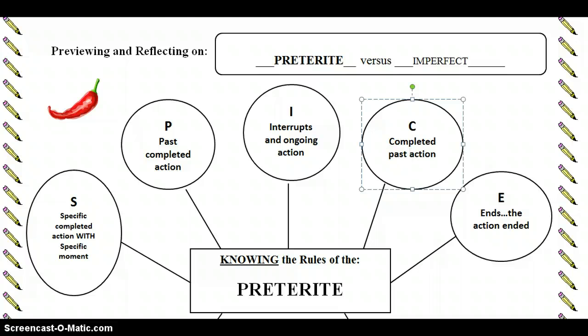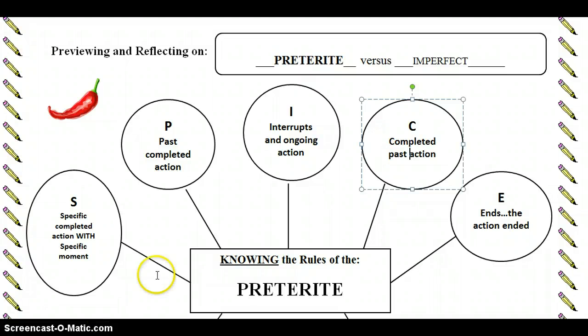Then we have the C. The C is a completed past action, which is just like that P over there, a past completed action. We're just really re-emphasizing it. And then finally we have an E, which is ends. The action is ended. It's not ongoing. It's not signifying a repetition, something that happened over and over again in the past. It's something that happened at a very specific moment in time for a specific event.